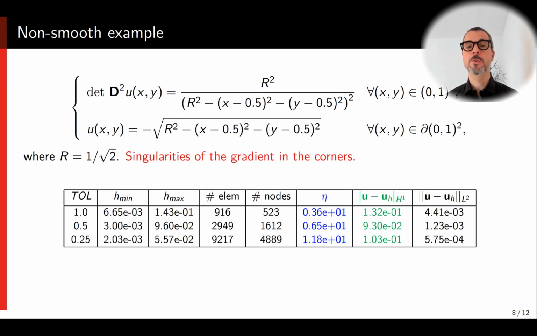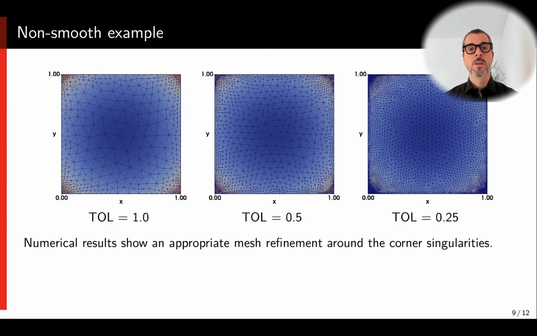Now, when we turn to a non-smooth problem, so here we have a solution that has singularities in its gradient in the corner of the unit square. So here you can see that we don't have an optimal behavior anymore, because we have a singularity. And actually, we don't have the right convergence order for the H1 norm, but we do have the right convergence order for the L2 norm, as expected. And practically, we can see that the algorithm refines appropriately in the corners of the region. This is where the singularity lies.